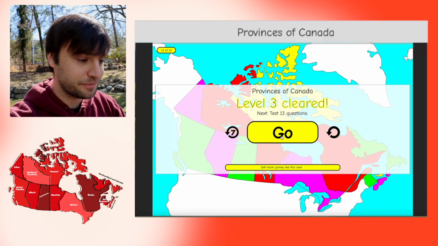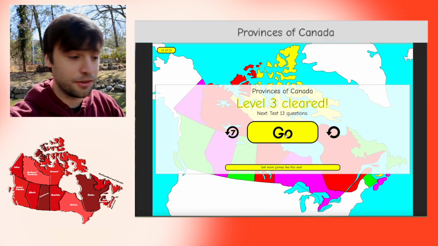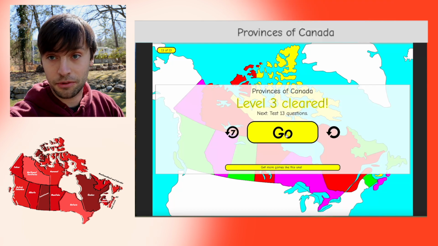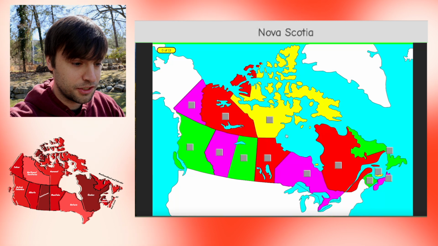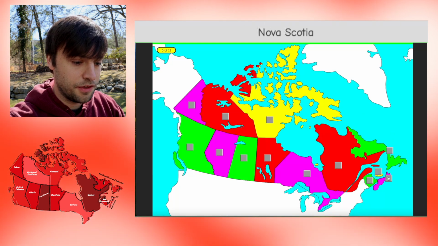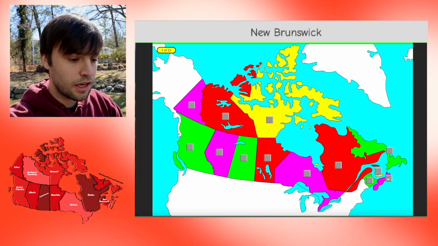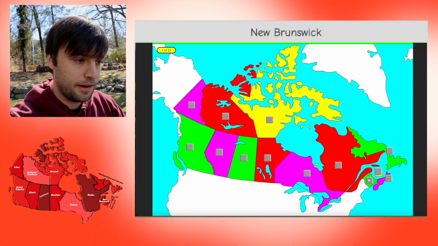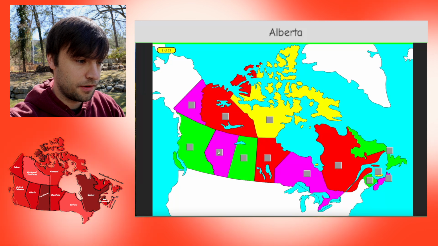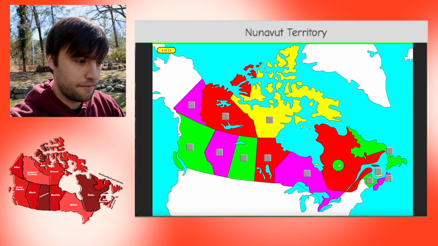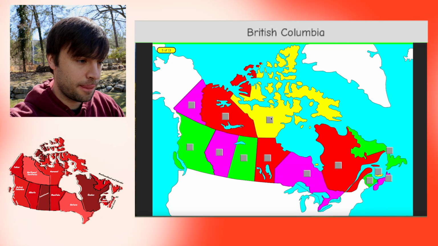Let's lock and load. So the provinces of Canada, click and learn software test mode. Let's rock. So we're going in. Nova Scotia. This is Newfoundland. This is Nova Scotia. New Brunswick, nearby. Alberta. I believe this is Alberta. Quebec. Nunavut Territory. British Columbia.